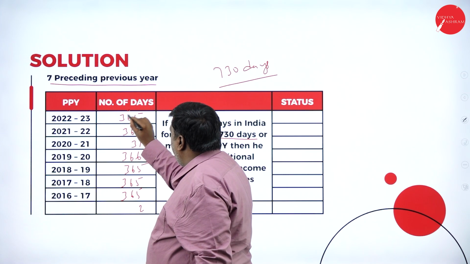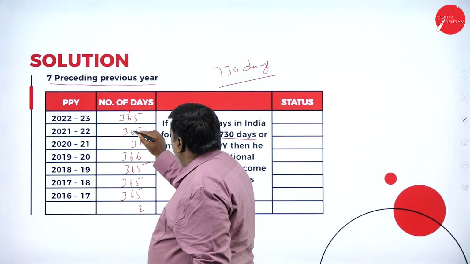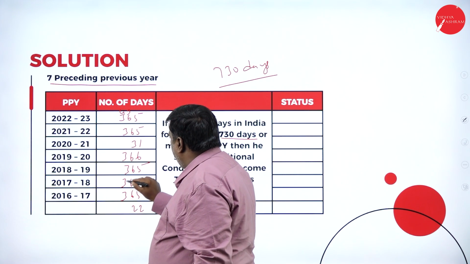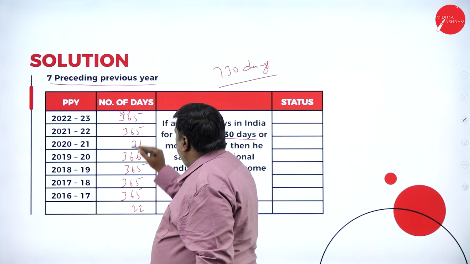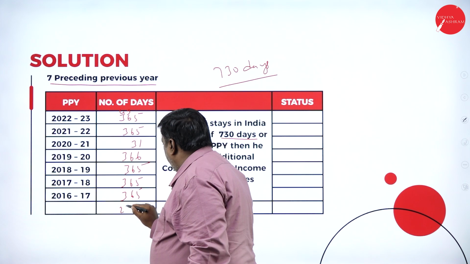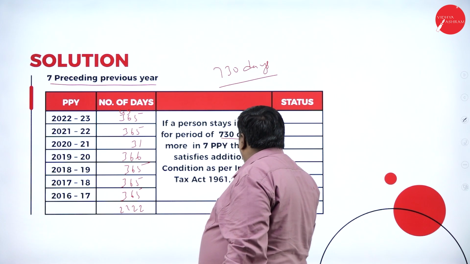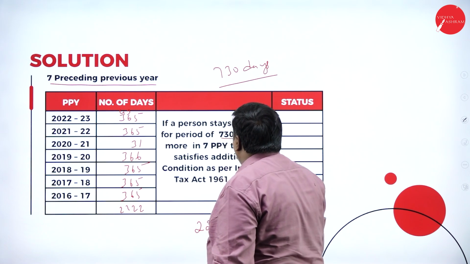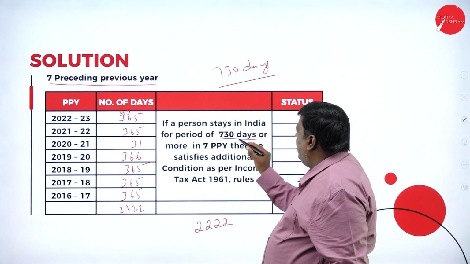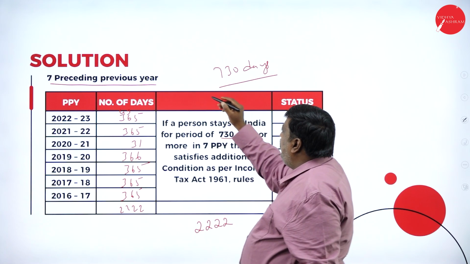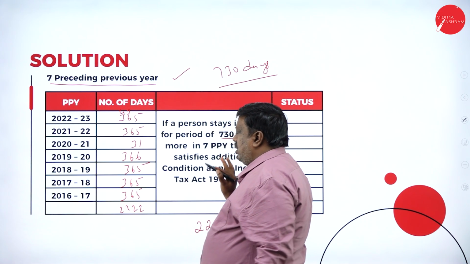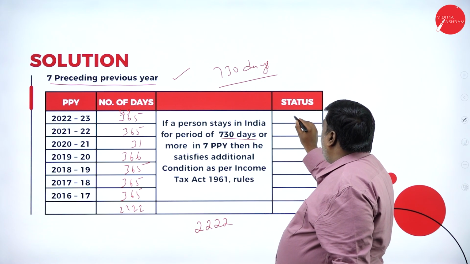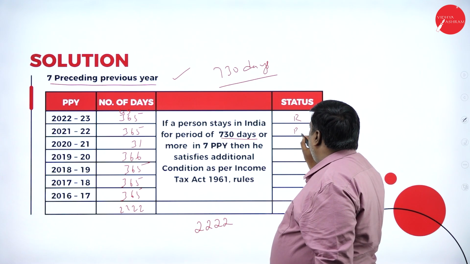2, 3 carry. 1, 2, 3, 4, 5, 6, 7, 42, 4 carry. 1, 2, 3, 4, 5, 6. So 18, 22. So now I was in India for 2,222 days. So what is the condition? I should be here for 730 days. So I've satisfied my first additional condition. First additional condition: if I am there for 365 days, they're going to call my residential status a resident.